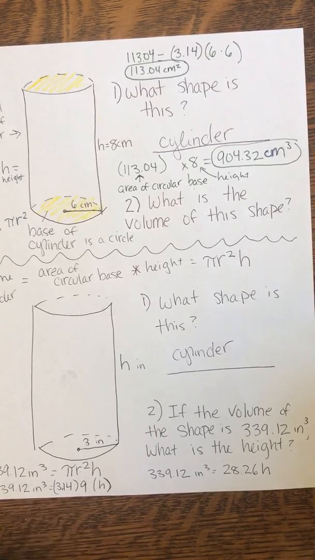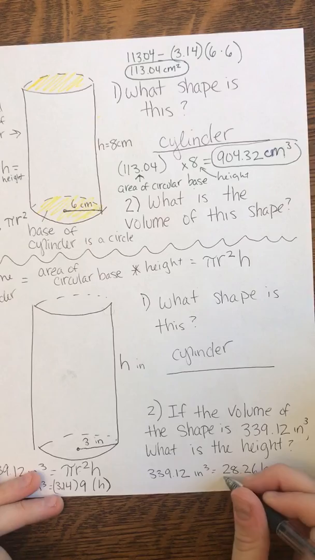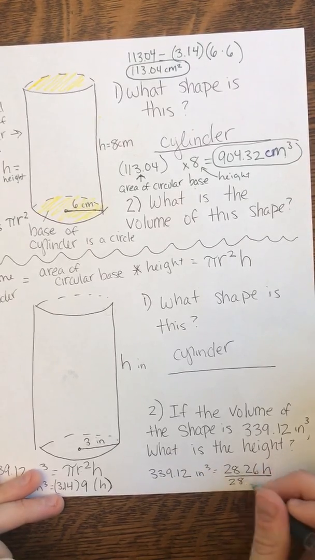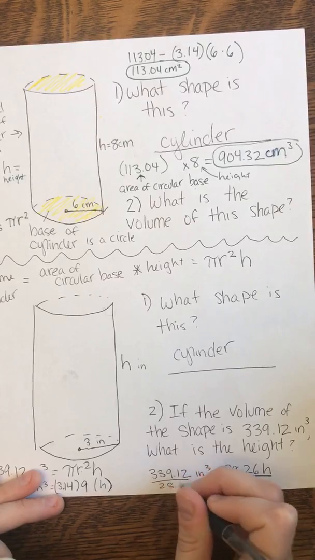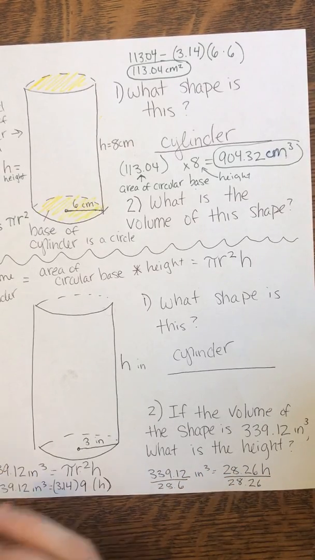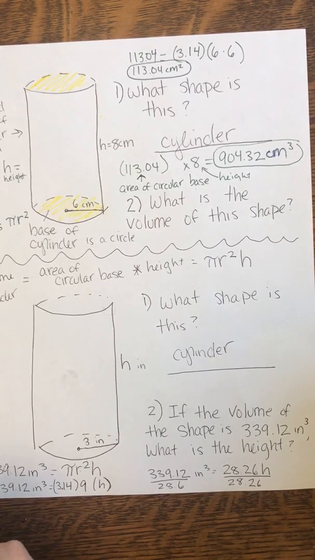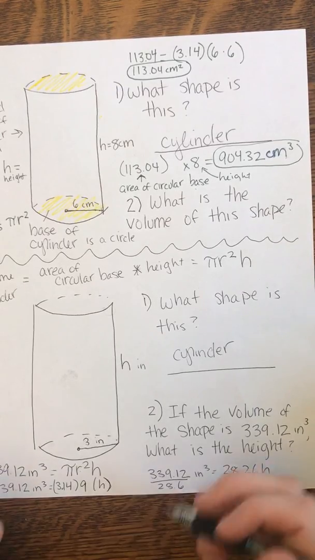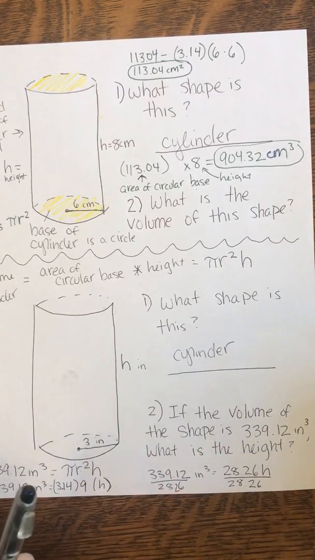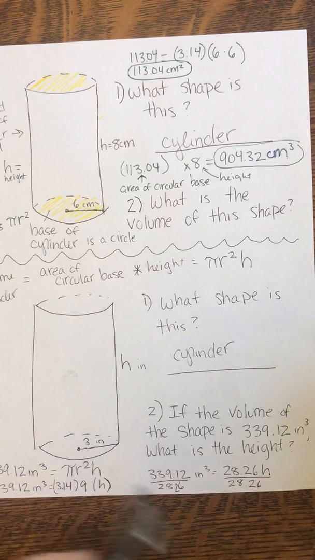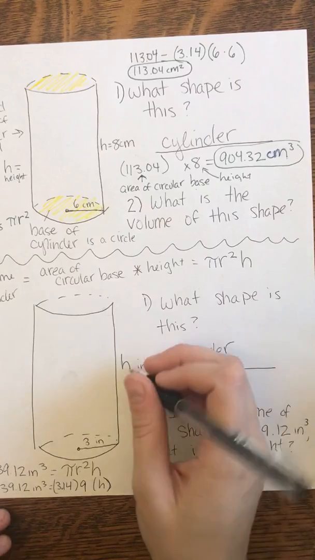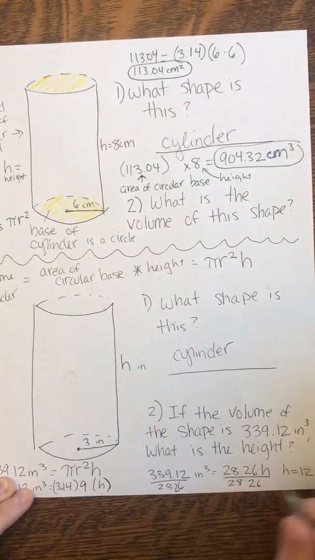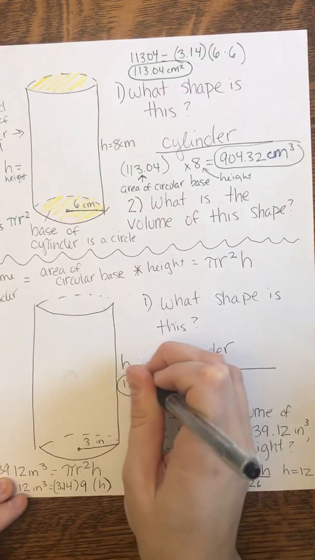Now, what's the opposite of multiplying by h? Oh, it's just a one-step equation. It's the inverse operation of multiplying by h. In this case, I'm going to divide by 28 and 26 hundredths. If I divide one side, I have to divide the other. Remember, if I do it to one side, I have to do it to the other. And I get 339 and 12 hundredths divided by 28 and 26 hundredths. And I get my height to be 12. H equals 12. So my height is 12, right?